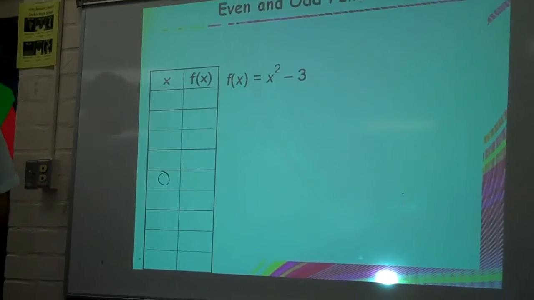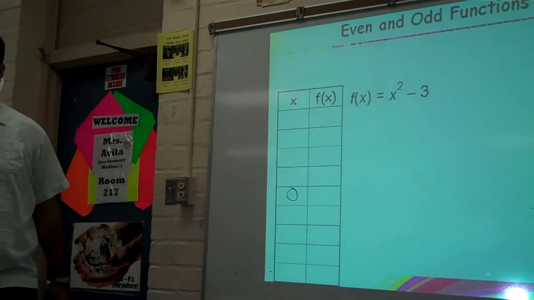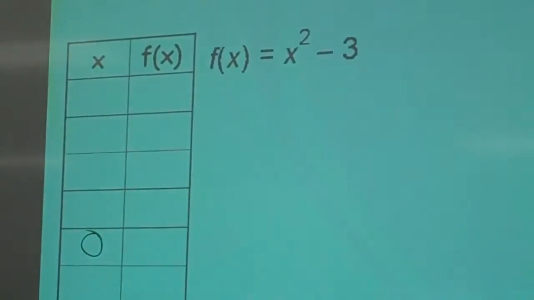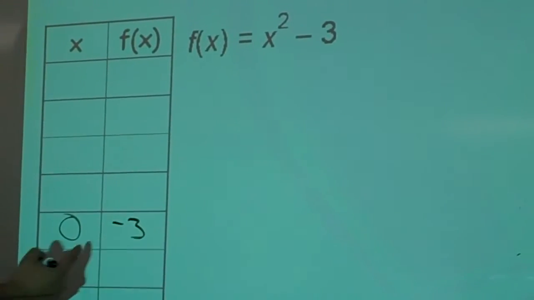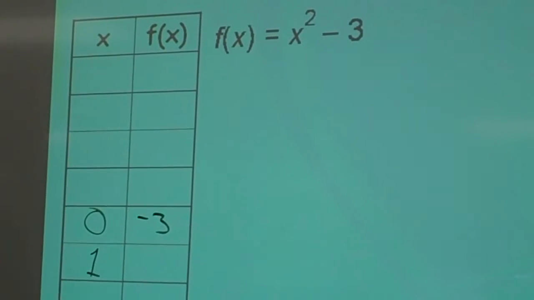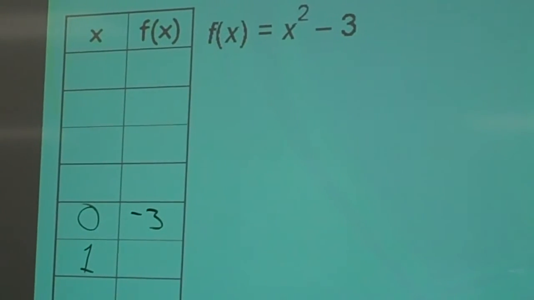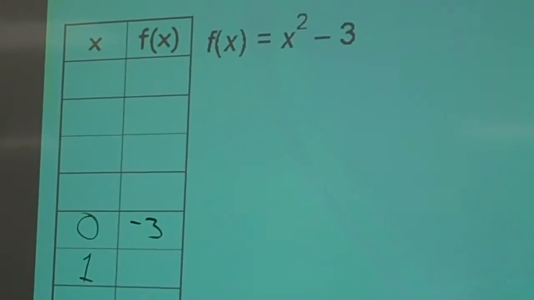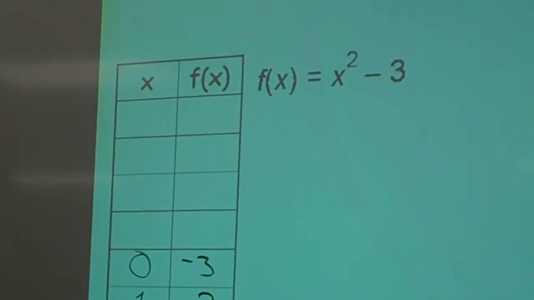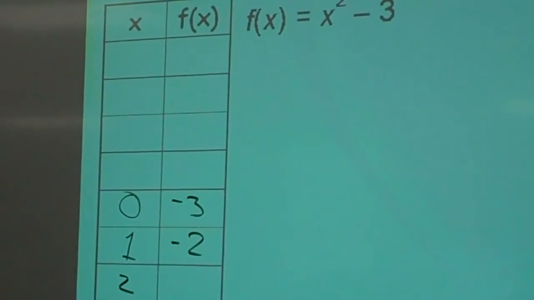First of all, if I plug in 0 into my function, what's my output value going to be? Negative 3. Now below this, I'm going to write the number 1. If I plug in a 1 into my function, what am I going to get? Negative 2. If I plug in a 2 into my function, I'm going to get 1.